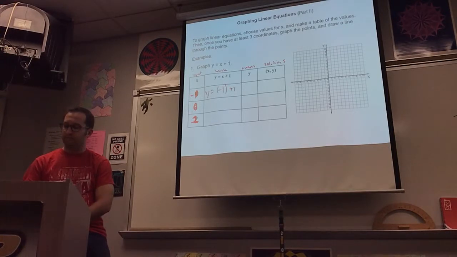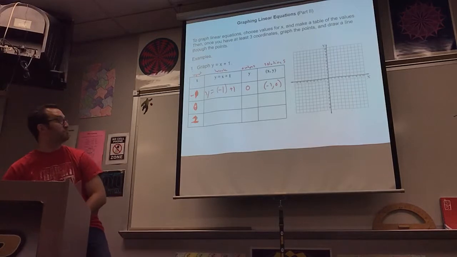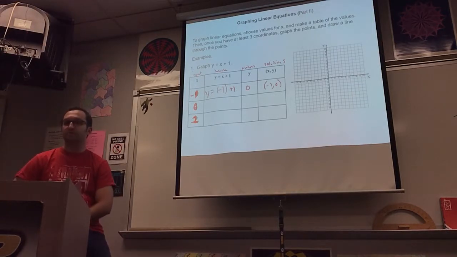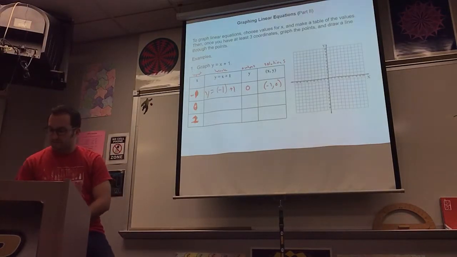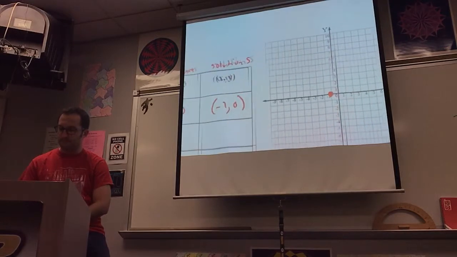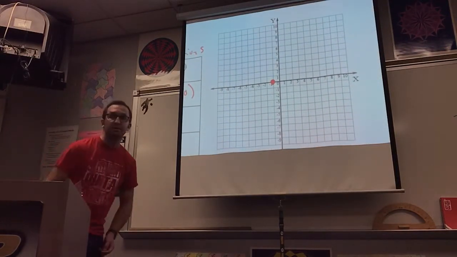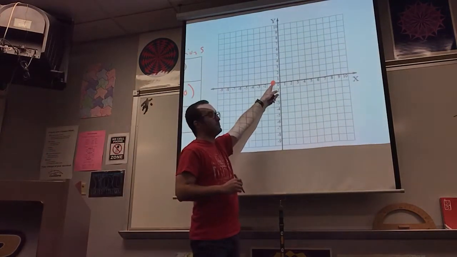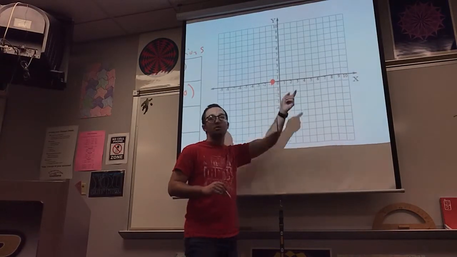-1 plus 1 is 0. So our coordinate point is -1, 0. And let's plot that. So that means I'm going to go to the left 1, and I don't go up at all. That's where the point -1, 0 is. I'll zoom in on that so you guys can see it. -1, 0, because it's -1 in the x and 0 in the y.